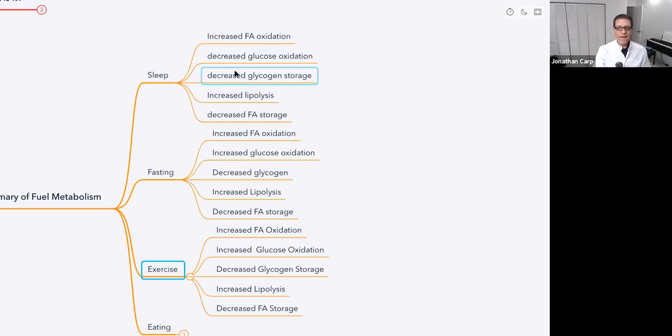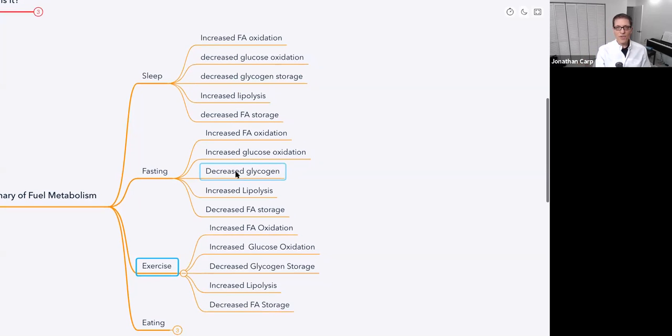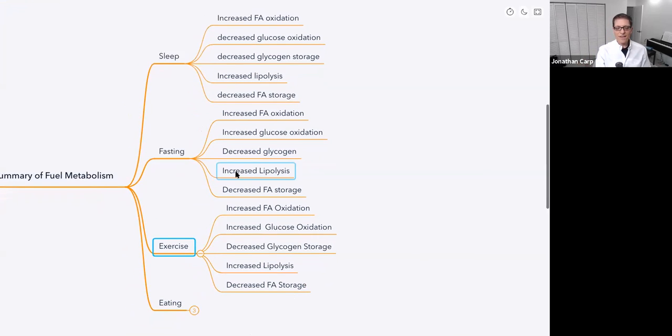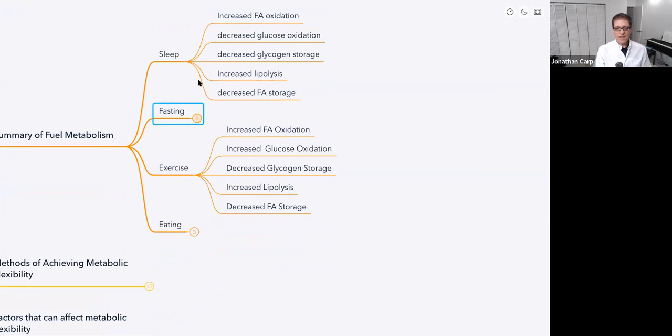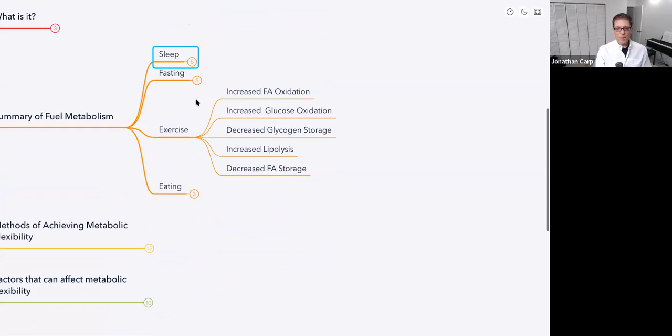So I hope you're seeing that these do make sense to you when you think about these things. Now, what happens during exercise? So let's close this down just so you can see the screen a little bit better.